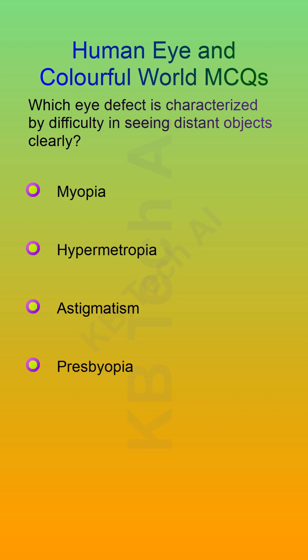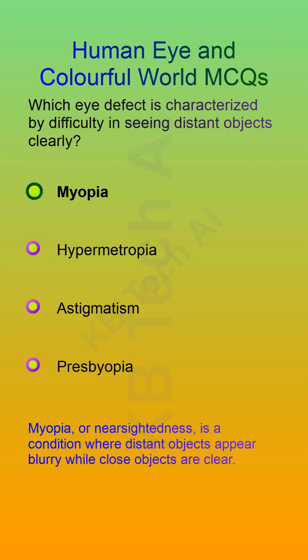Which eye defect is characterized by difficulty in seeing distant objects clearly? Option 1, myopia. Option 2, hypermetropia. Option 3, astigmatism. Option 4, presbyopia. The answer is Option 1, myopia.